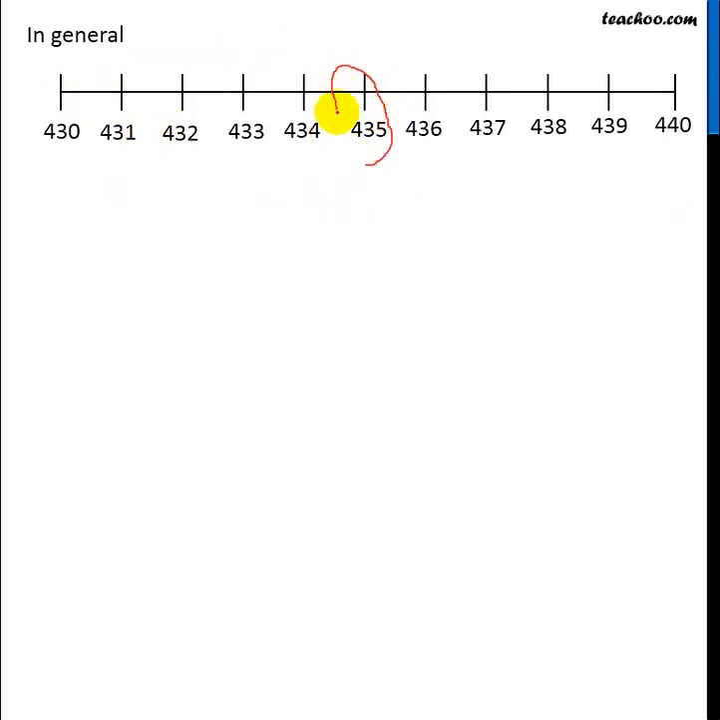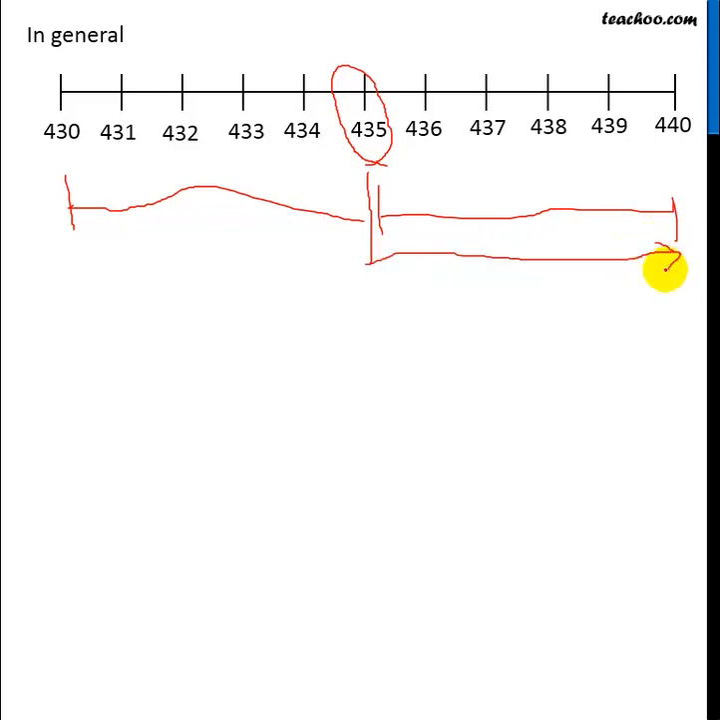Now 435 is actually at equal distance to both 430 and 440. It is actually the same distance. So 435 by rule will always go to the greater number. So 435 rounded off will be 440. And now these numbers 436, 437, 438, 439, they are closer to 440 as compared to 430. So all of these numbers will round off to 440.